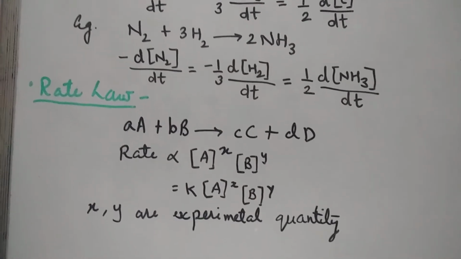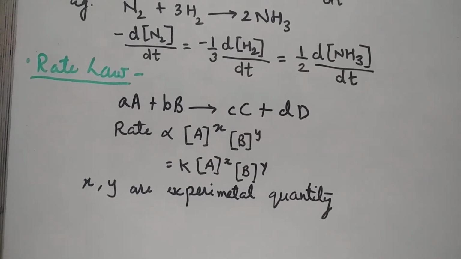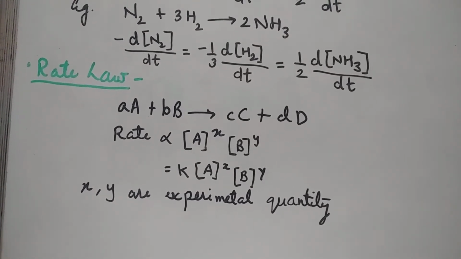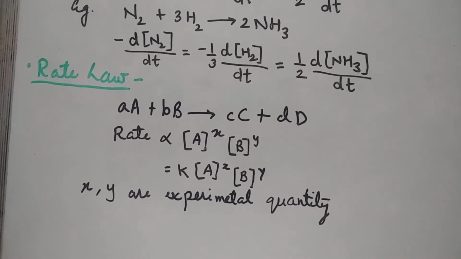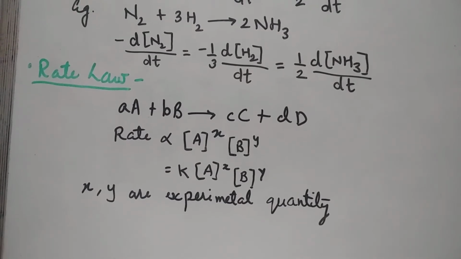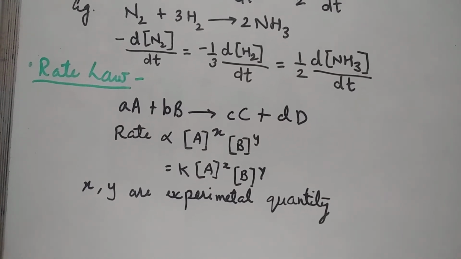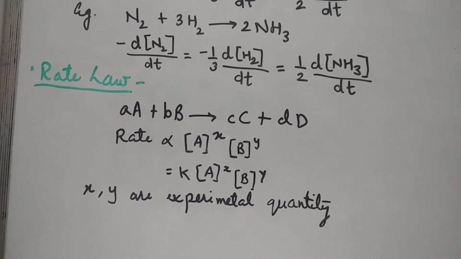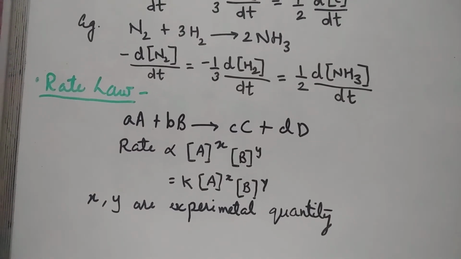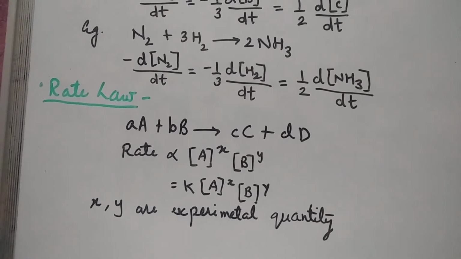Next point that comes is to study rate law. Consider a reaction aA plus bB gives cC plus dD. The rate of the reaction can be written as rate is proportional to A raised to x into B raised to y. Now that proportionality sign goes and we write it as rate is equal to k into A raised to x into B raised to y, where x and y are experimental quantities. The law that is written in terms of reactants, the law that is responsible for the rate of reaction, is called rate law.